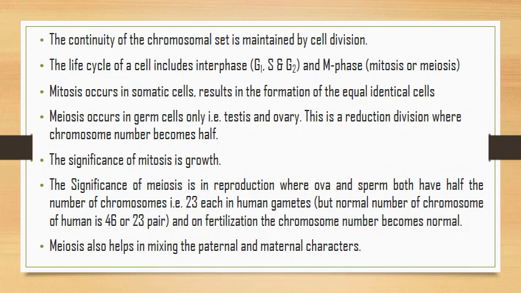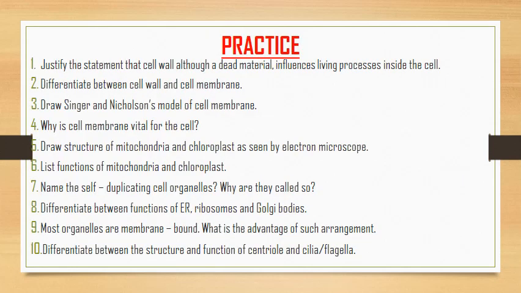The significance of mitosis is growth. The significance of meiosis is in reproduction, where ova and sperm both have half the number of chromosomes, 23 each in human gametes, and on fertilization, the chromosome number becomes normal. Meiosis also helps in mixing the paternal and maternal pairs.